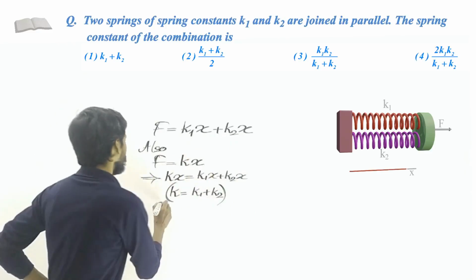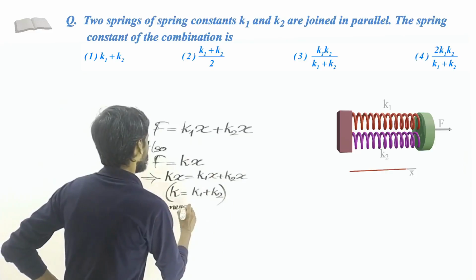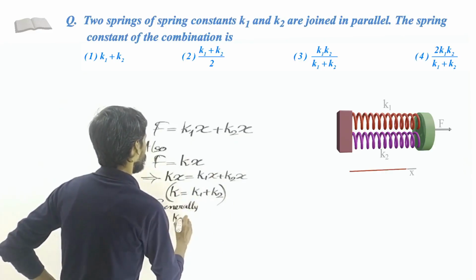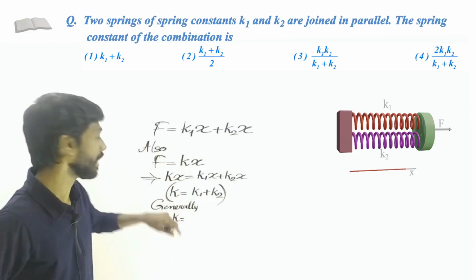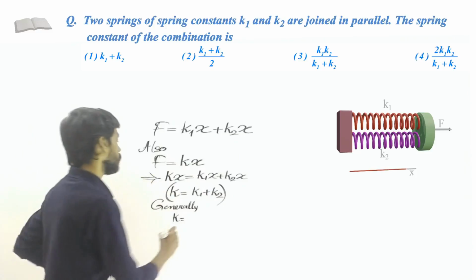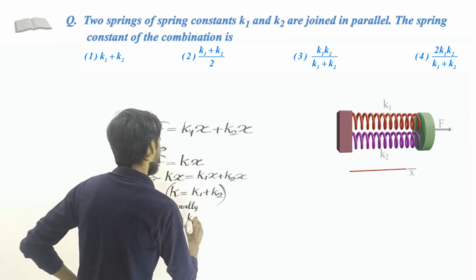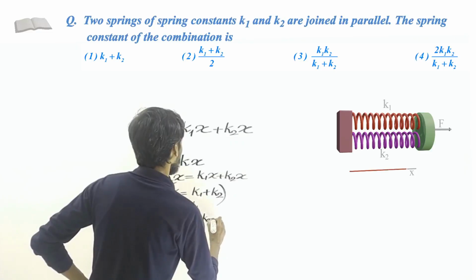Or we can generalize this. Generally, if many springs are connected in parallel like this, the total spring constant is the sum of all the spring constants, K1, K2, and so on.